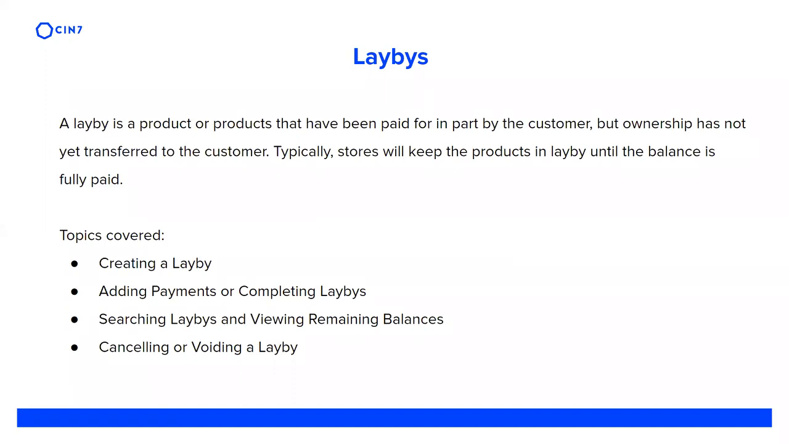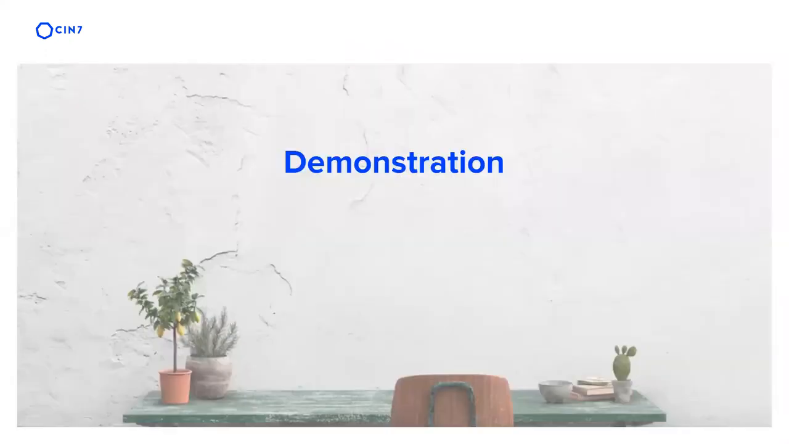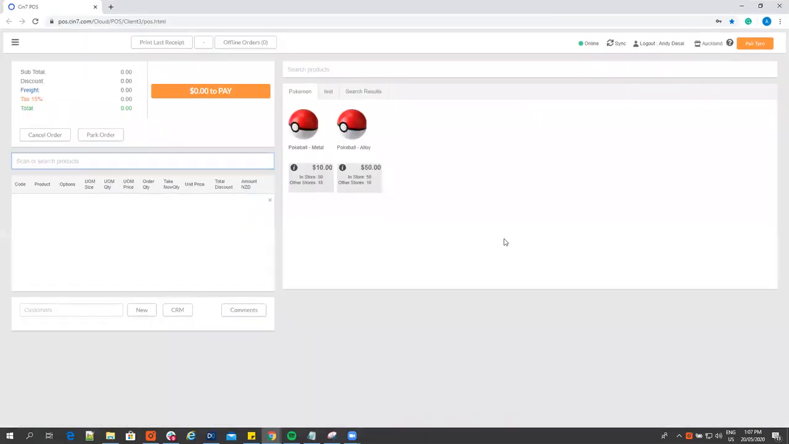So today I will show you how you can create a layby with Cin7 POS and how you can add a deposit and view the remaining balance owing of the customer. And if required, how you can cancel or void a layby. So I will hop over to my POS screen here.